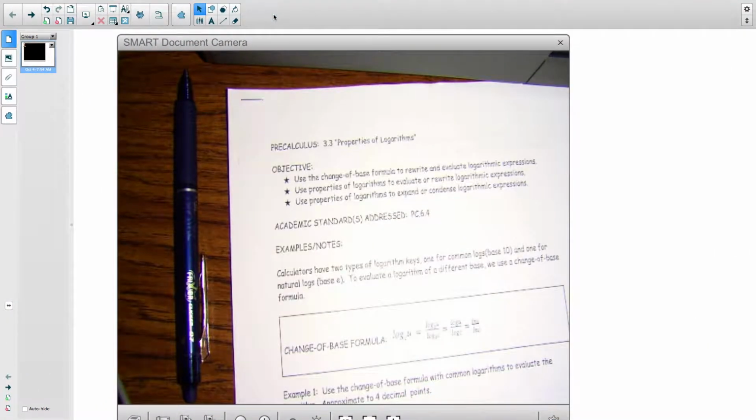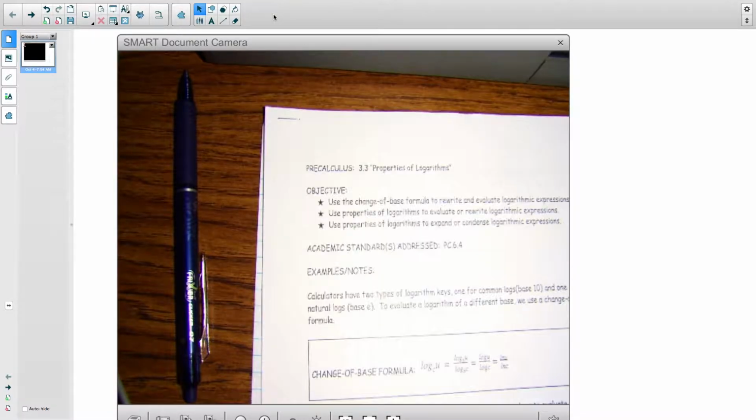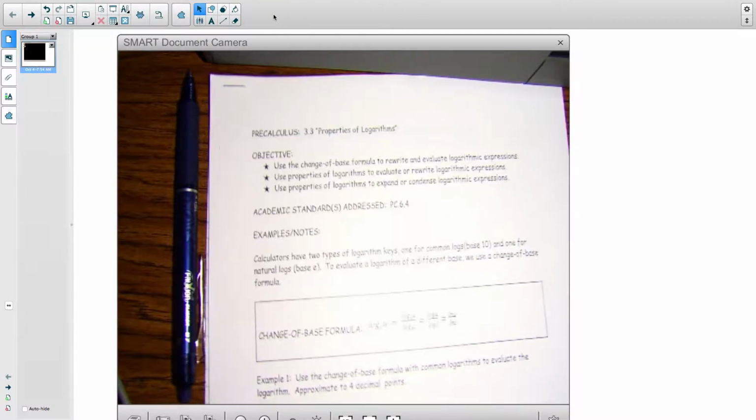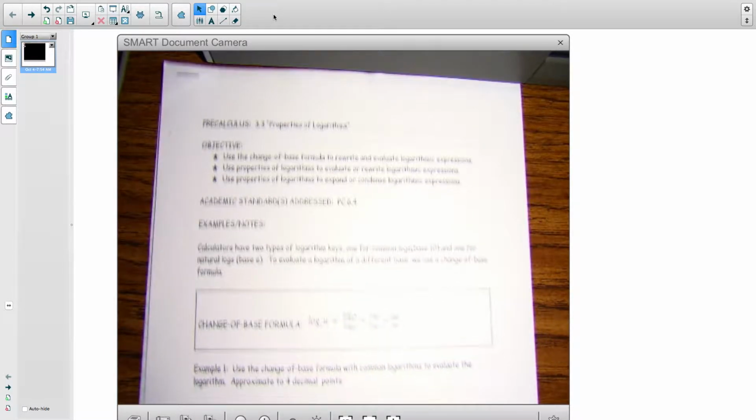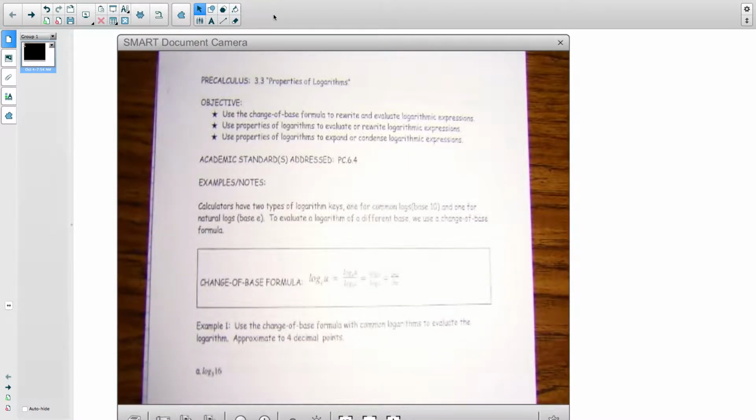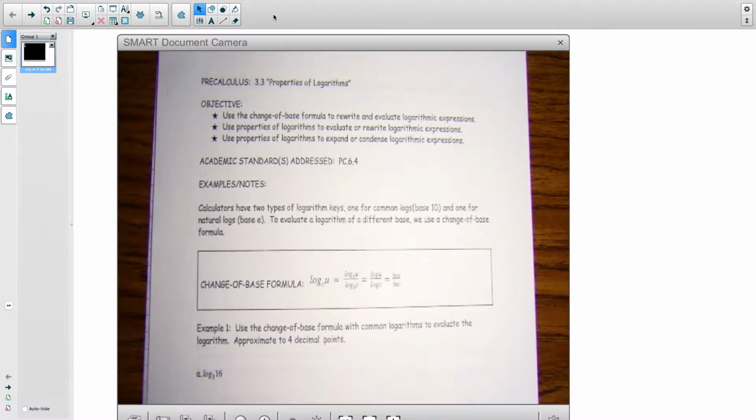All right, we are going to look at the properties of logarithms today. And the objectives are, we're going to use the change of base formula to rewrite and evaluate logarithms. We are going to use the properties of logarithms to evaluate and rewrite them. And then we are going to use them to expand and condense logarithms.